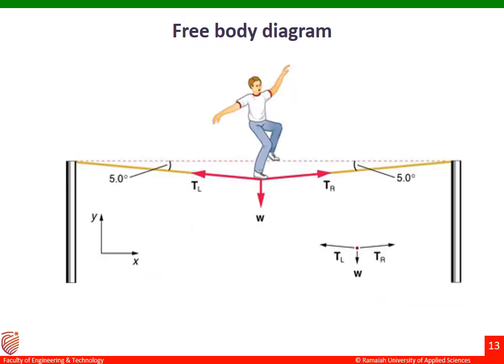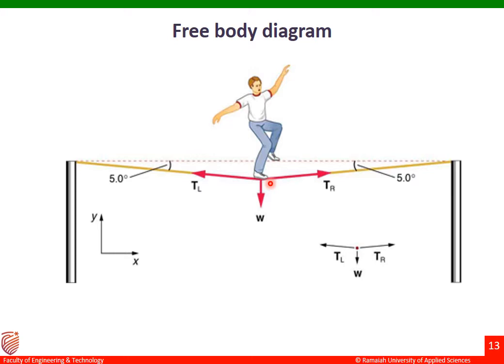This is an example for a free body diagram. You can see there are two poles: this is pole 1 and this is pole 2, and a rope is tied between pole 1 and pole 2. On top of this rope a person is standing exactly at the center of the rope. Now we have to draw the free body diagram of this actual diagram.